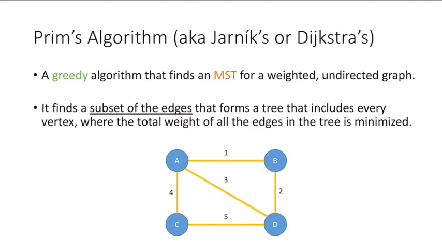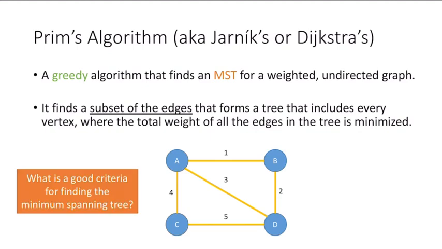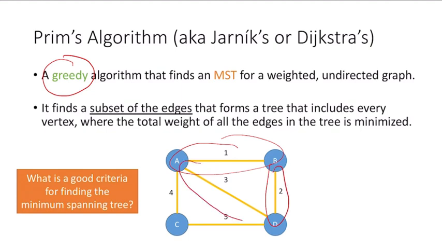So for example, here's a graph. What would be a good criteria for finding the minimum spanning tree? So this is going to be, like I said, a greedy algorithm. So first think of some greedy solutions. Well, if we're trying to minimize the cost of all the edges, you might think, let's just start by taking the edges in order. But that's not going to be quite enough.